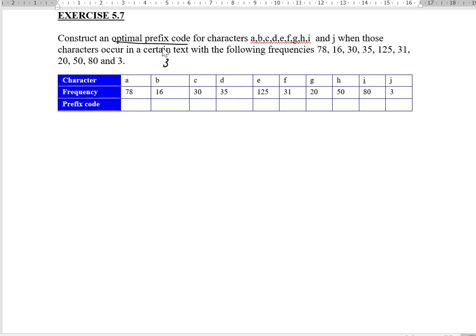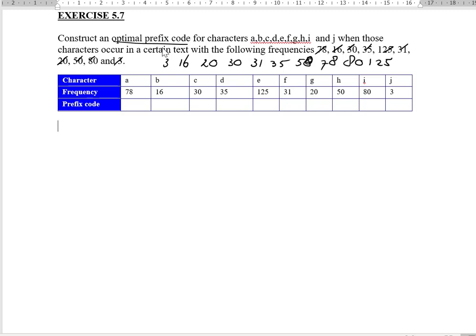So that would be 3, 16, 20, and then 30, 31, 35, 50, 78, 80, and 125.